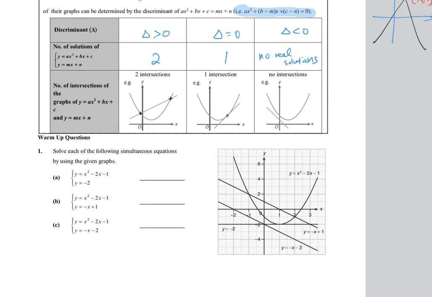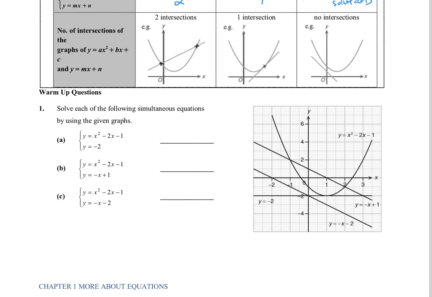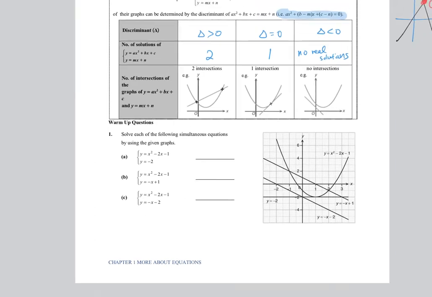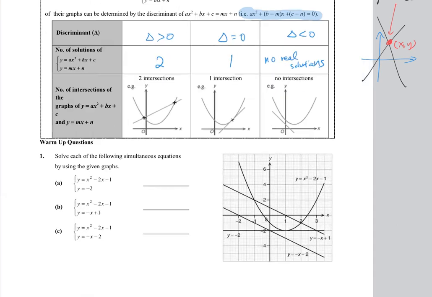So let's move on to the warm-up questions. For the warm-up question, try to solve them by using the given graphs. So please check carefully. The answer by graphical method should only be an approximation.